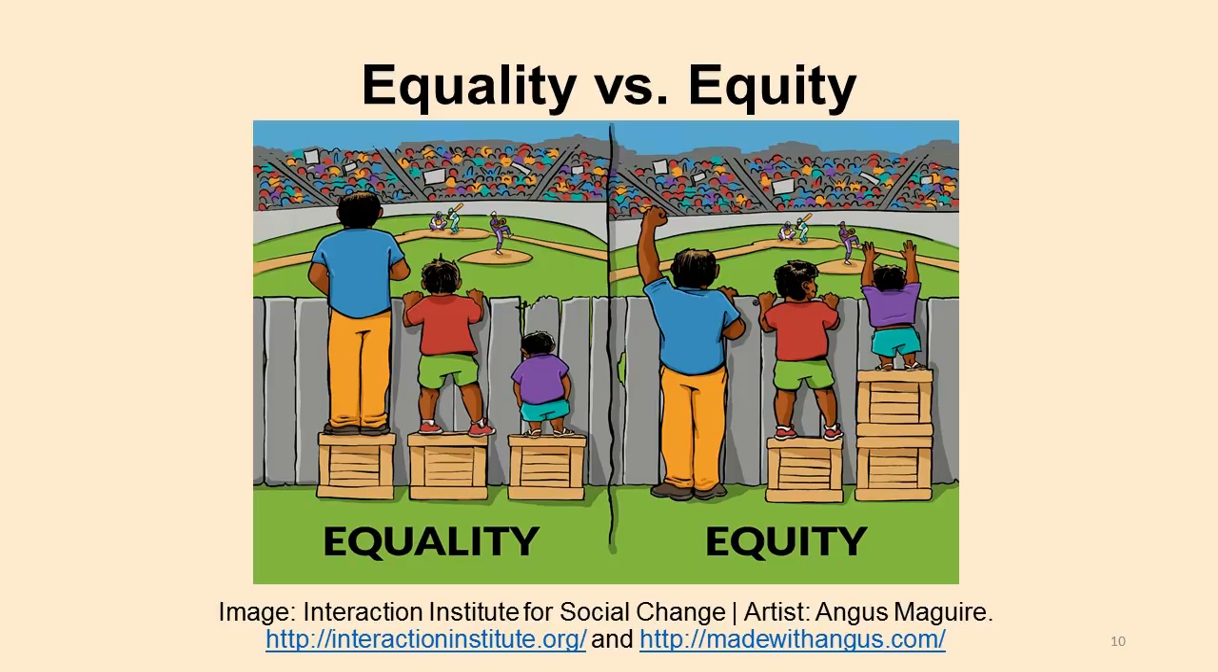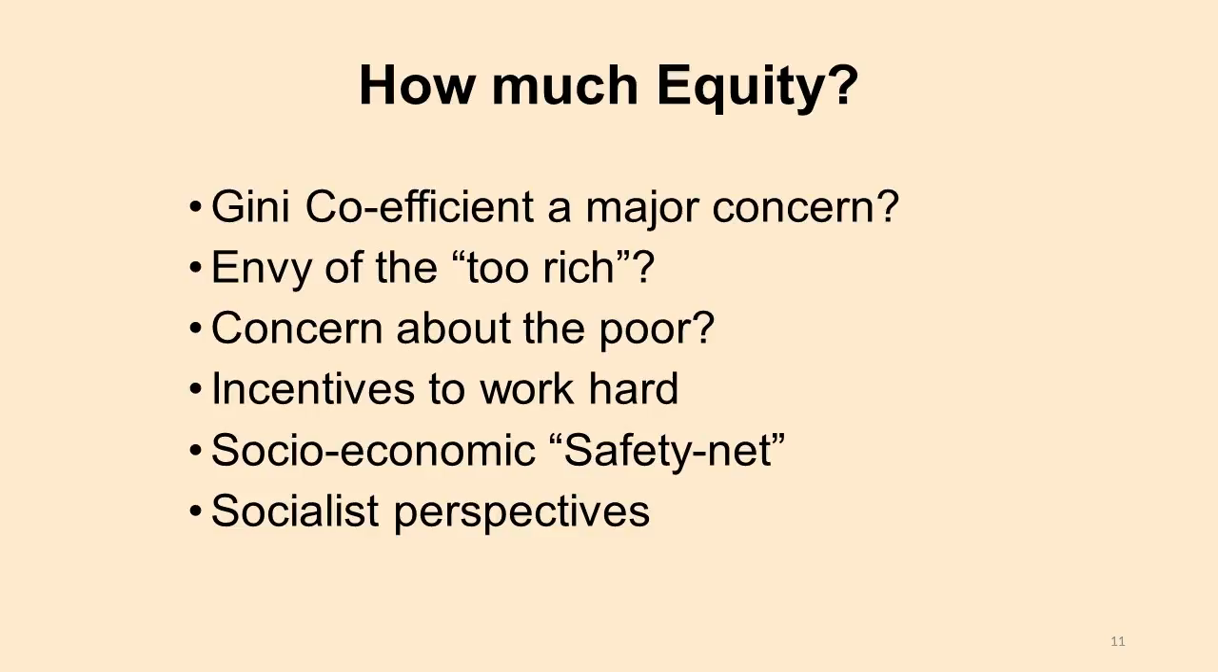So how much equity should we give? Well, there's several ways to look at the question. One way to look at this is to say, is there a big difference between people? I'm not going to talk in this class a lot about Gini coefficient. The simple way to describe it is to say that it's a measurement to see how much a small group of people owns.